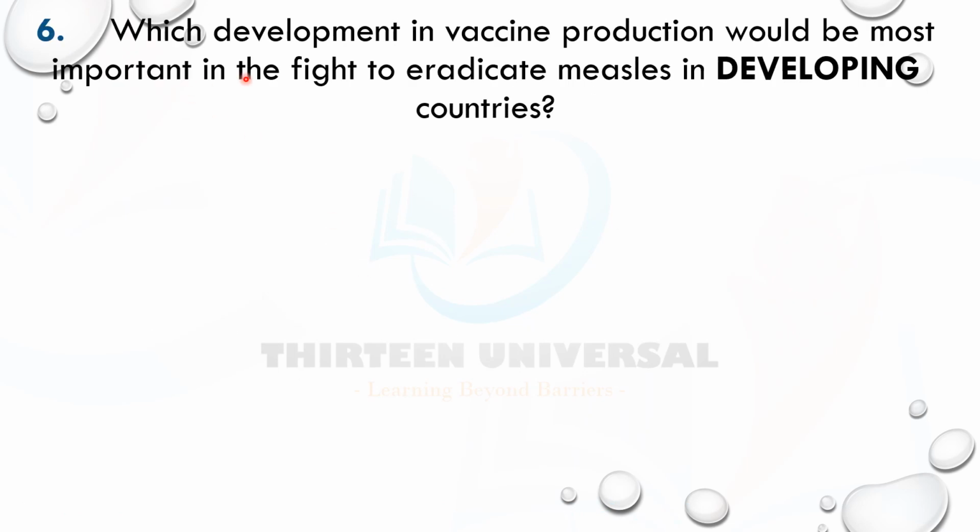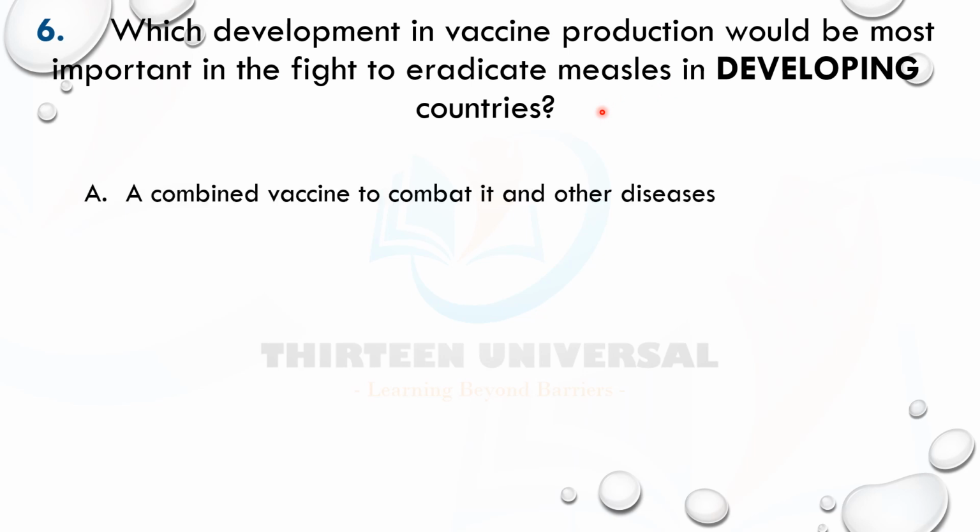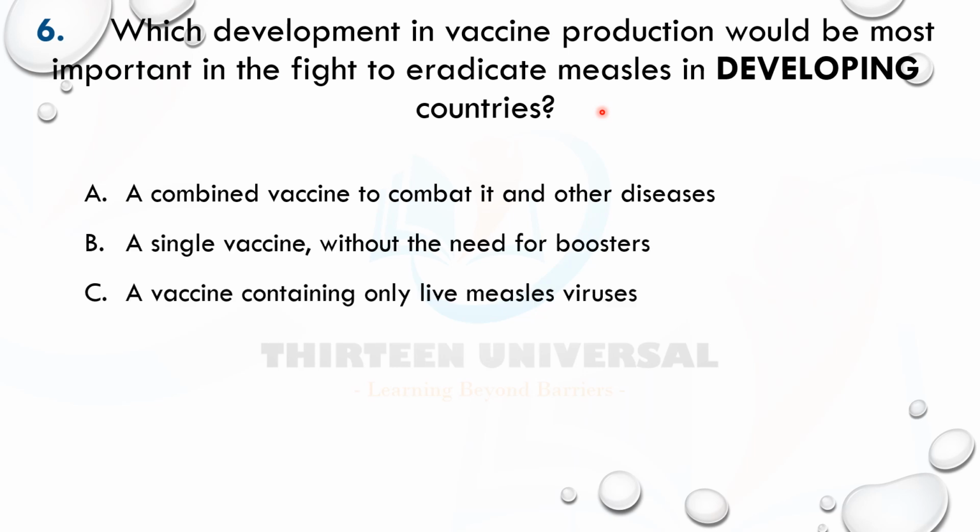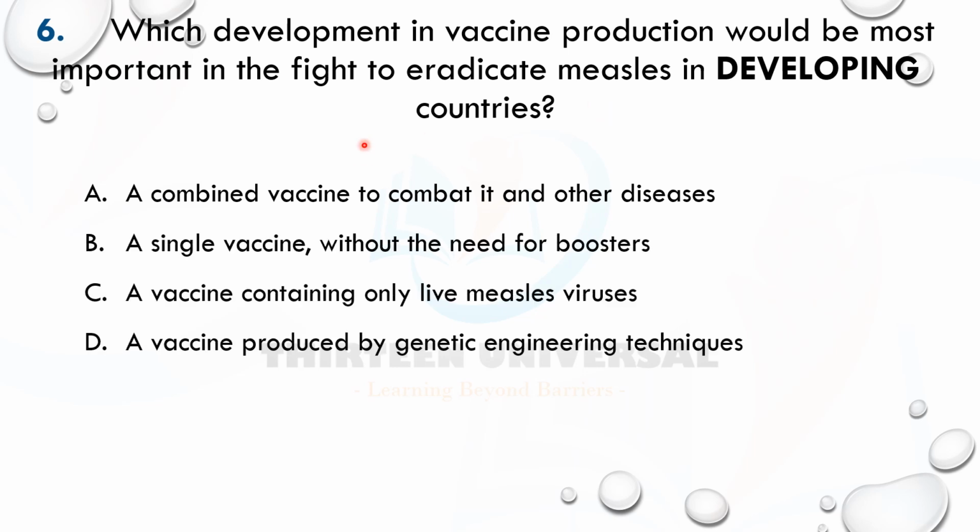Now, number 6 says, which development in vaccine production would be most important in the fight to eradicate measles in developing countries? Developing countries are usually less economically developed nations, so they have financial and economic issues, and sometimes they're fighting wars. A combined vaccine to combat measles and other diseases may cause serious side effects, and these countries may not be able to handle it. So A is not the best option.